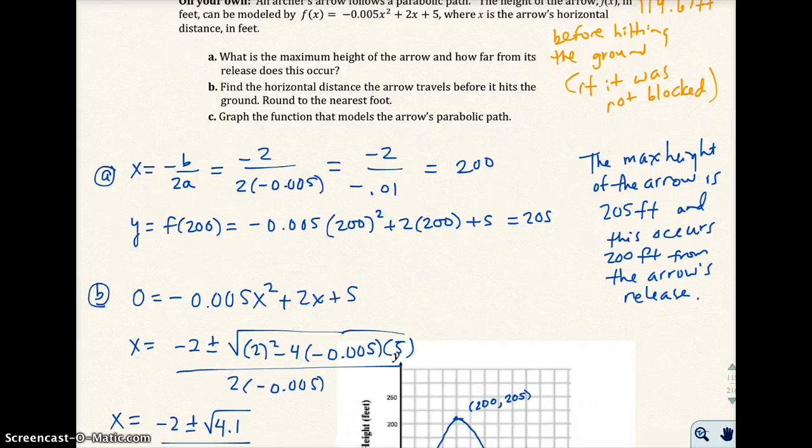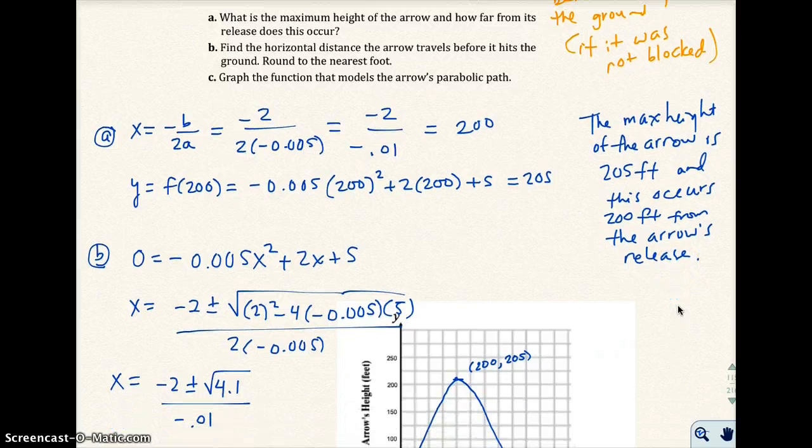Okay, to find the maximum height of the arrow and how far from its release it occurs, I went ahead and tried to find the vertex. And I found the x value to be 200 and the y value to be 205. So the maximum height is 205 feet. And it occurs 200 feet from the arrow's release. So the maximum height is 205 feet. It occurs 200 feet from the arrow's release.